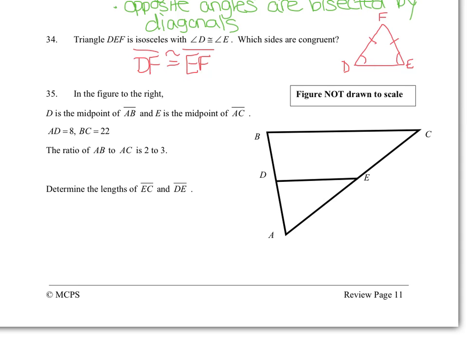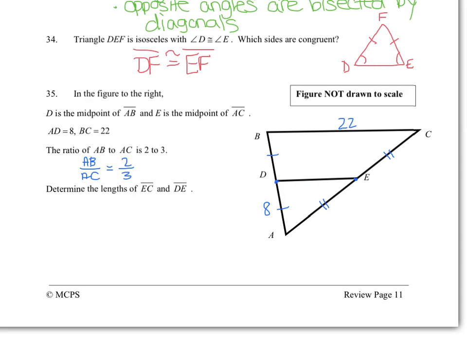35. In the figure to the right, D is the midpoint of AB, so we know that this is going to be congruent to this side. E is the midpoint of AC, so this is going to be congruent to this part. We know AD is 8, and we know BC is 22. We also know that the ratio of AB to AC is going to equal 2 to 3. So the length of AB compared to the length of AC has a ratio of 2 to 3. So we need to determine the lengths of EC and DE.